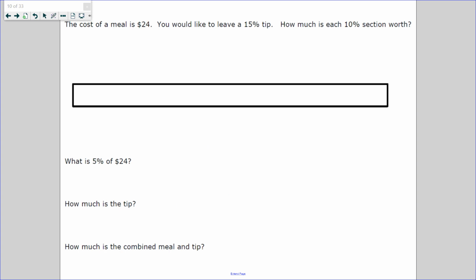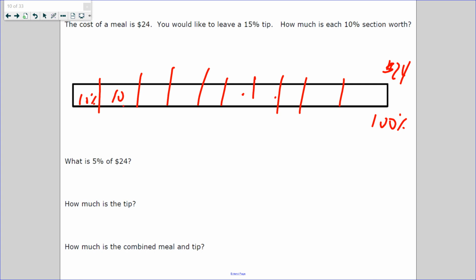And let's do our last example. The cost of a meal is $24. You would like to leave a 15% tip. How much is each 10% worth? So this is 100%. This is $24. So let's break this into 10 equal sections. 1, 2, 3, 4, 5, 6, 7, 8, 9, 10. So each one is worth 10%.